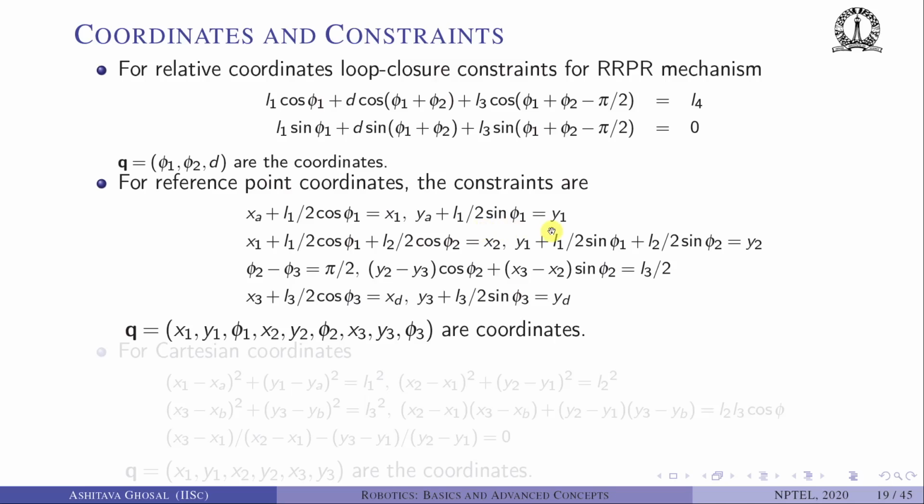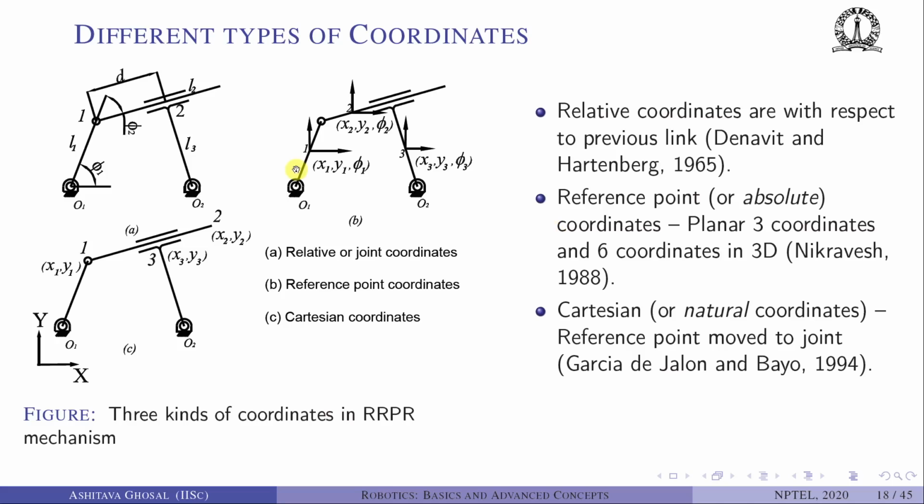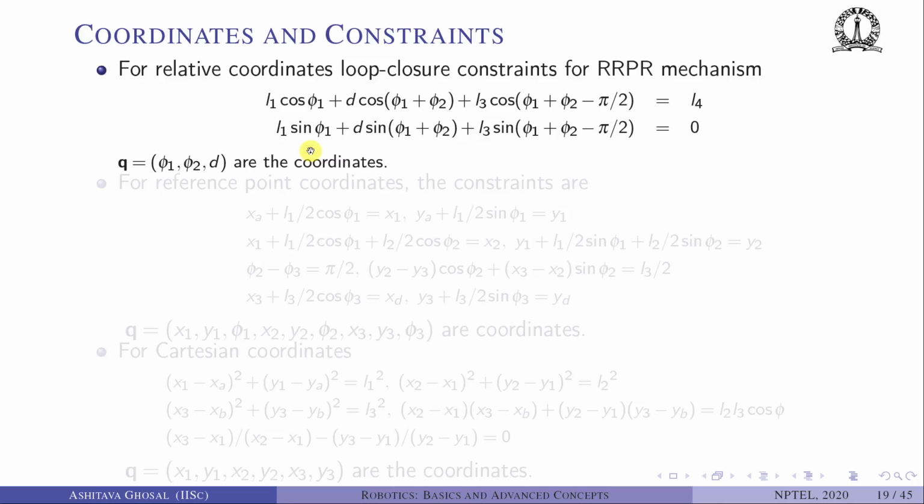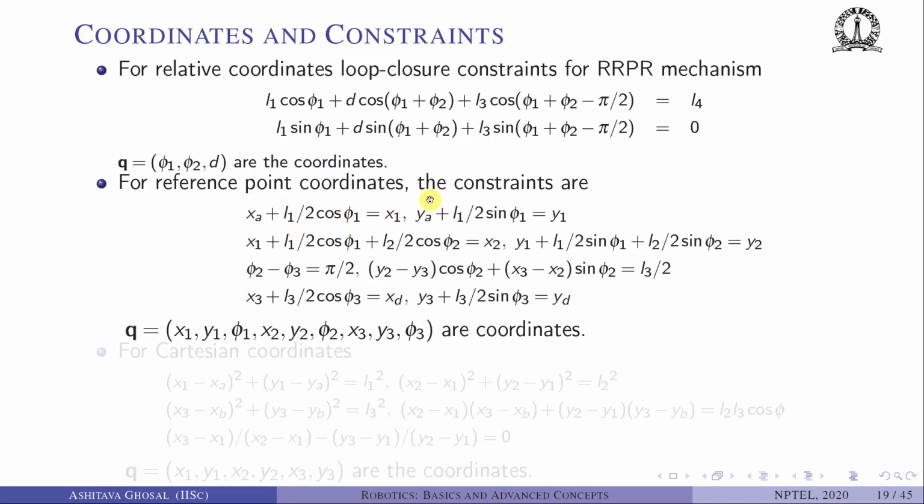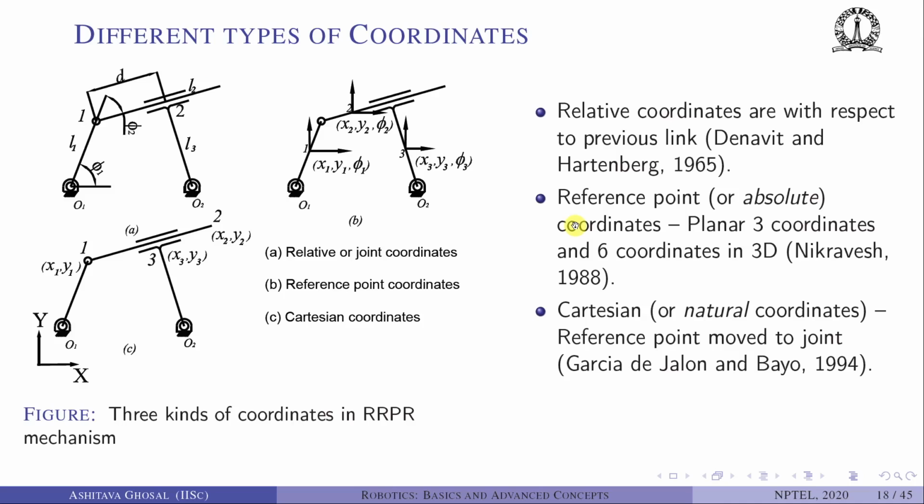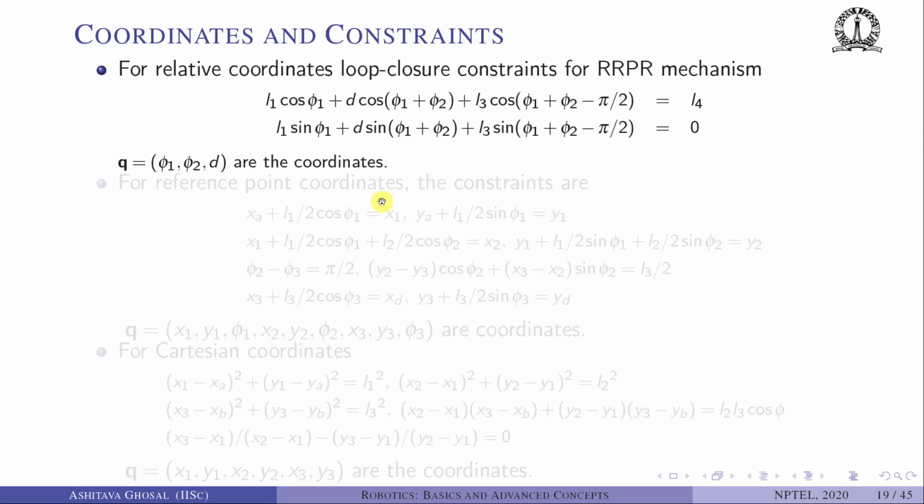Okay, let's look at one of them quickly. xa is this point here, so L1 by 2 cos phi 1 will be the coordinate of the first link. xa is the origin of the fixed coordinate system. Similarly, ya plus L1 by 2 sin phi 1 will be equal to y1. And likewise, you can show what x2, y2, phi 2 and x3, y3 are, and how all of them are related.